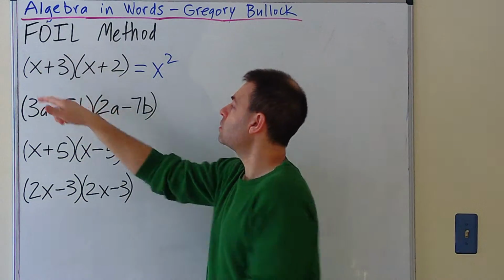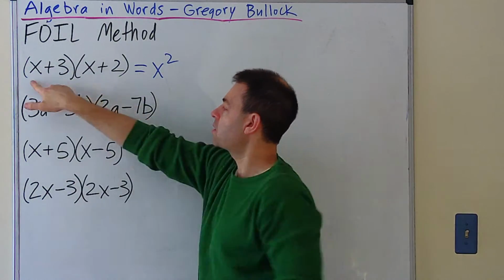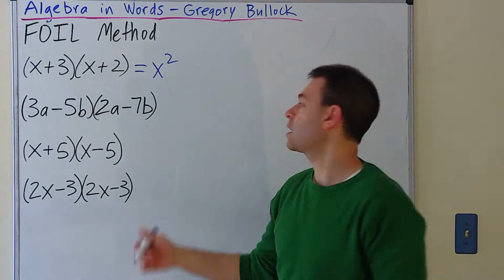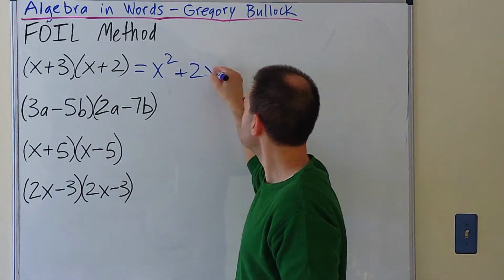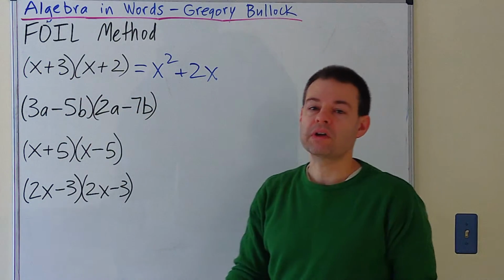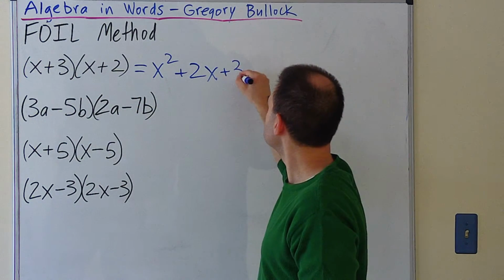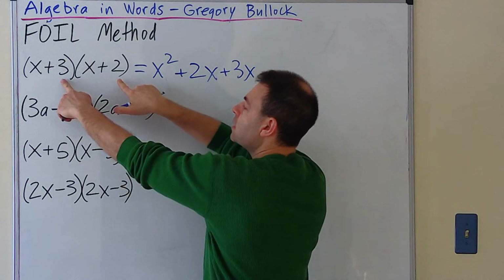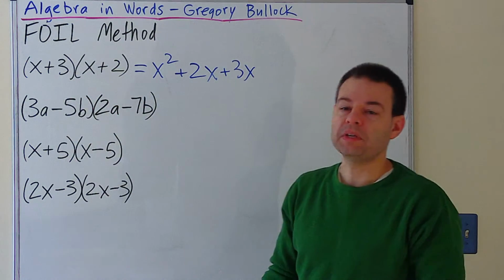Then the outer terms would be these. x times 2, which we call 2x. Then the inner terms, 3 times x would be 3x. And the product of the last terms, 3 times 2 would be 6.